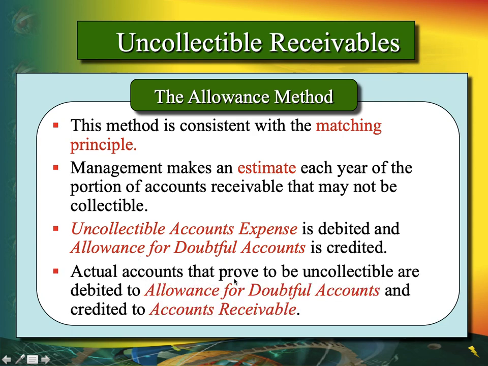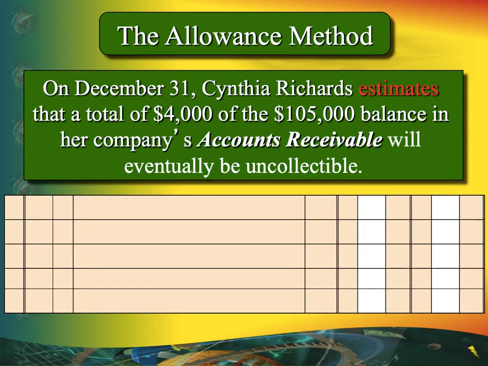The actual accounts that prove to be uncollectible are debited to allowance for doubtful accounts for the full amount and credited to accounts receivable. Okay, let's see the example here. For example, on December 31st, Cynthia Richard estimates that a total of $4,000 of the $105,000 balance in her company's accounts receivable will eventually be uncollectible. So $4,000 here, based on her prediction, is not collectible.